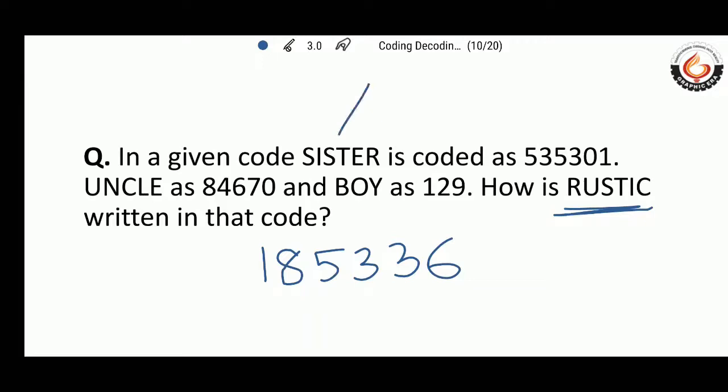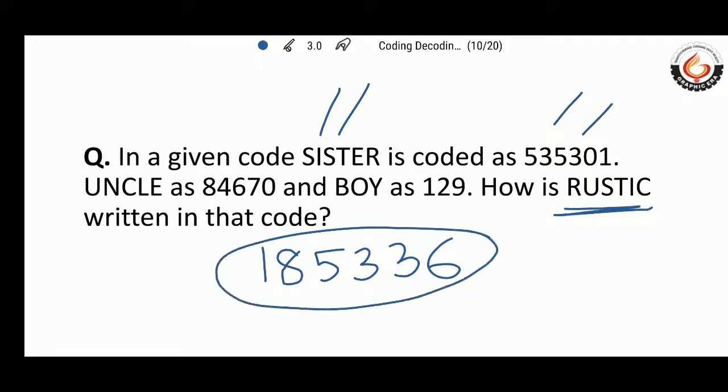Now you might be thinking that T and I are coded as the same. If we come to know that there are 26 alphabets and only 10 numbers from 0 to 9, there could be a repetition also, but we have to straight away see what is given. We should code in the same manner. So the code for RUSTIC will be 185336.